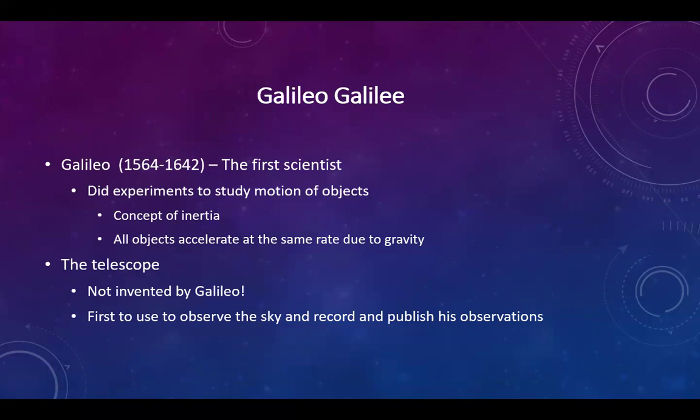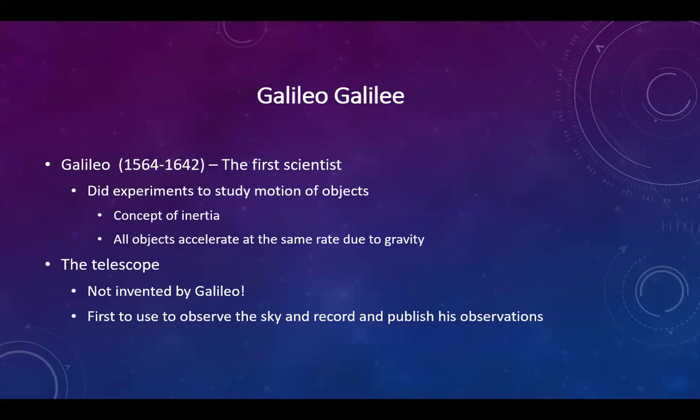Now, one of the big supporters of this heliocentric model was Galileo Galilei. He lived from 1564 to 1642. He did experiments to study the motion of objects. He came up with the concept of inertia, the idea that objects remain in motion unless some force acts on them. And he discovered that all objects accelerate at the same rate due to gravity.